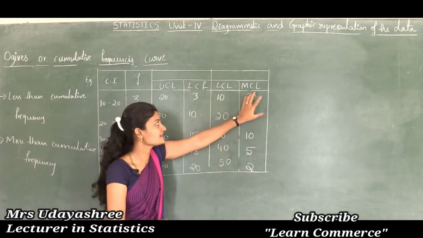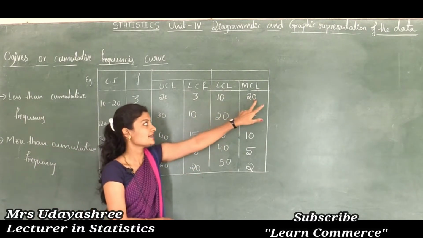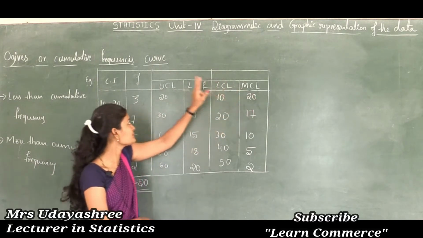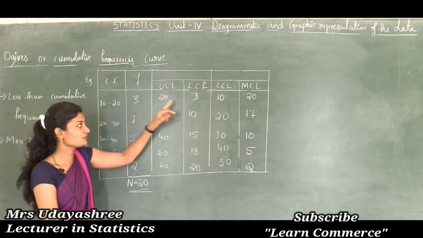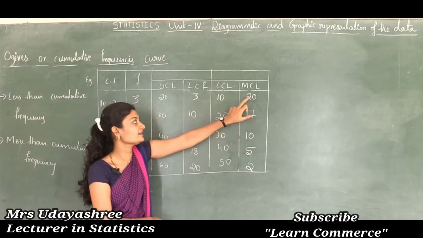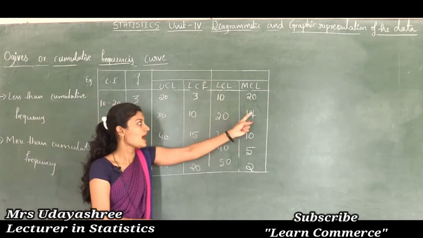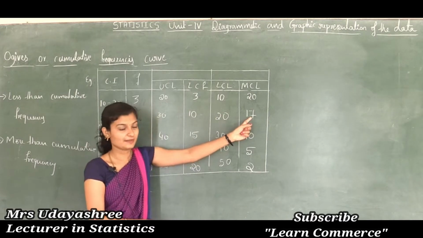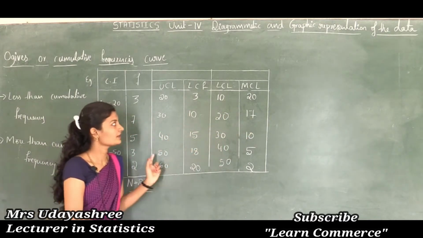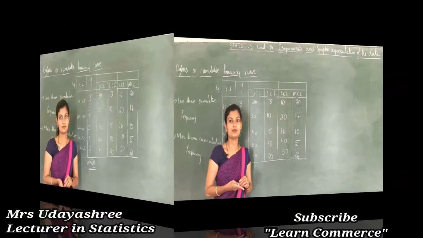After that, to construct more than cumulative frequency, we need to write this total frequency as the first cumulative frequency here. After that, from this value we need to subtract this first. So from this first cumulative frequency we need to subtract the first class frequency. Then we will get this value. After that, from this we need to subtract the second class frequency like this. Okay, this is the formation of less than cumulative frequency and more than cumulative frequency.